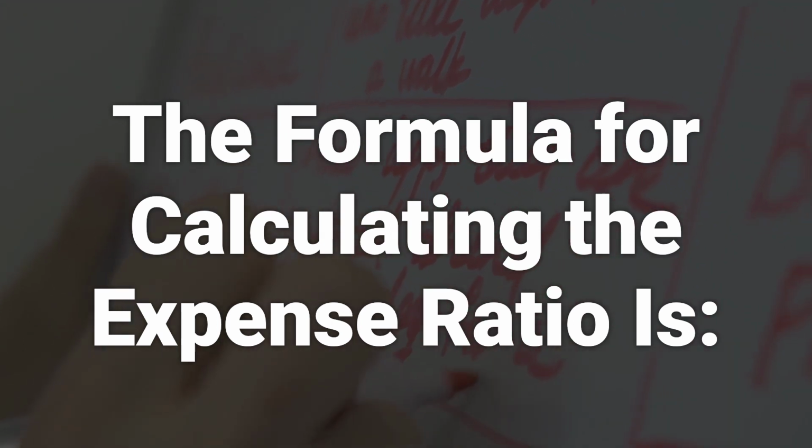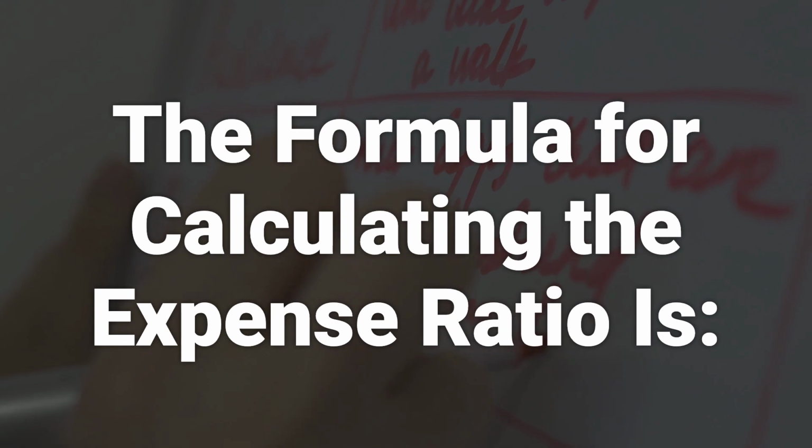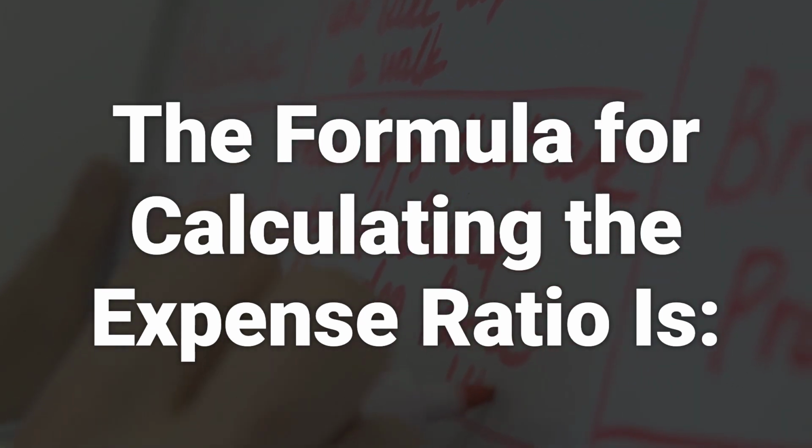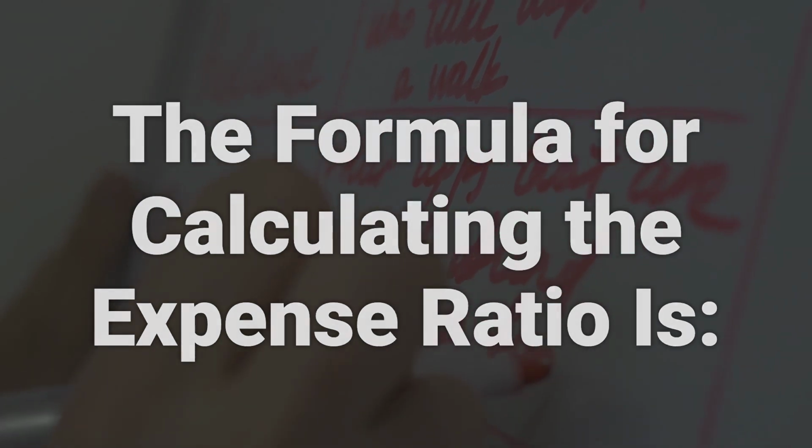The expense ratio is calculated by dividing a fund's operating expenses by the average dollar value of its assets under management. Operating expenses reduce the fund's assets, thereby reducing the return to investors.